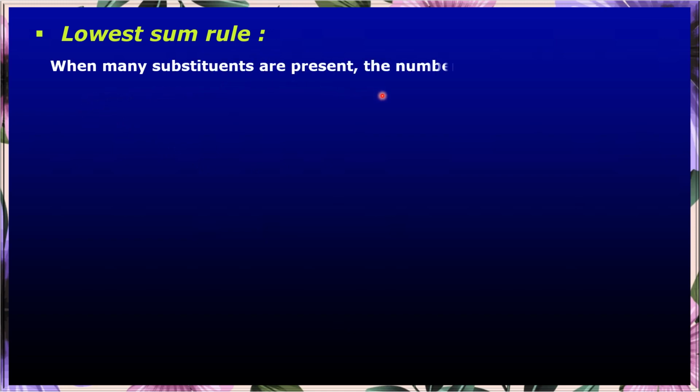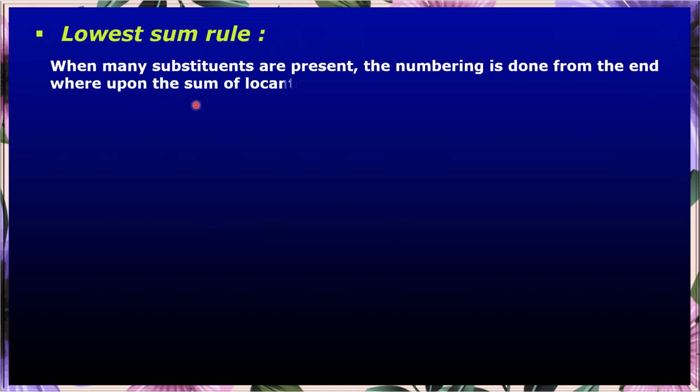Another rule that is used for numbering the carbon atoms in the chain is the lowest sum rule. Okay, this is the second one. When many substituents are present, the numbering is done from the end whereupon the sum of locants is the lowest. And here are some other rules.